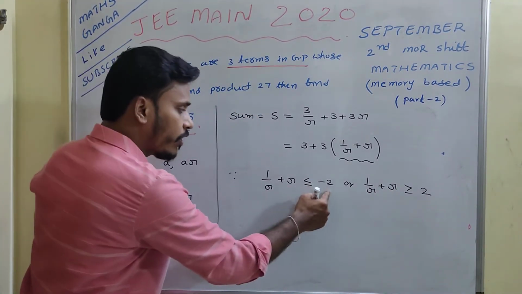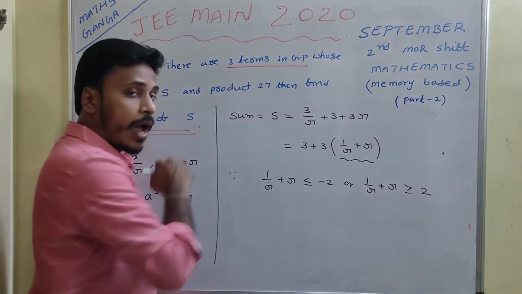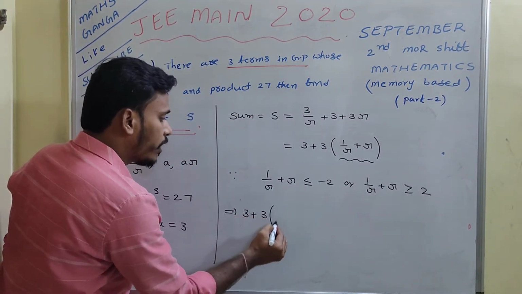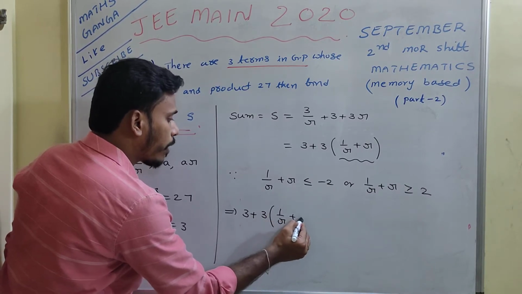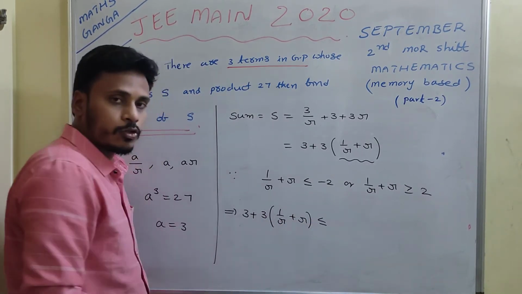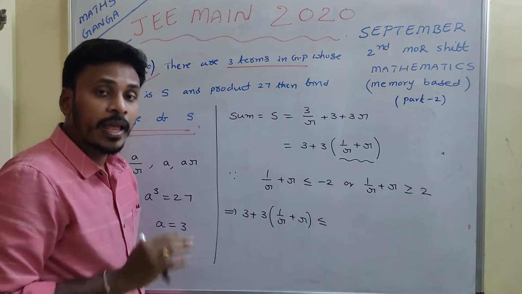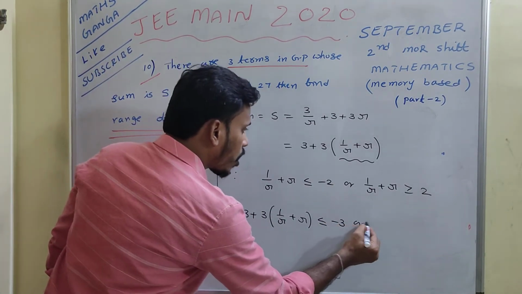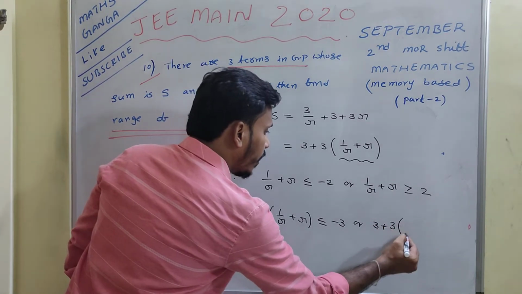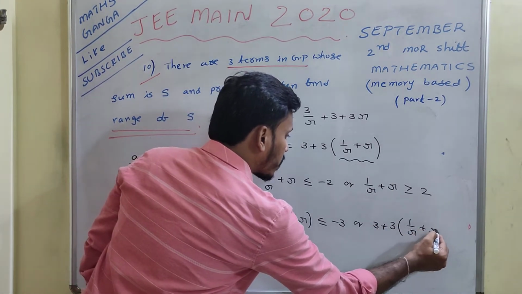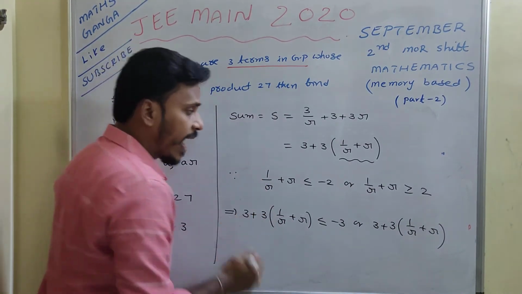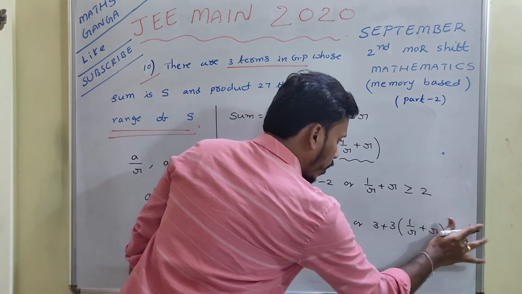You just multiply with 3 both sides and then you need to add 3 both sides. So from there it is clear that 3 + 3(1/r + r) is less than or equal to, first multiply with 3, -6, and then add 3, so -3. Or here 3 + 3(1/r + r), first multiply with 3, 3 into 2 is 6 and then add 3, 9. So greater than or equal to 9.